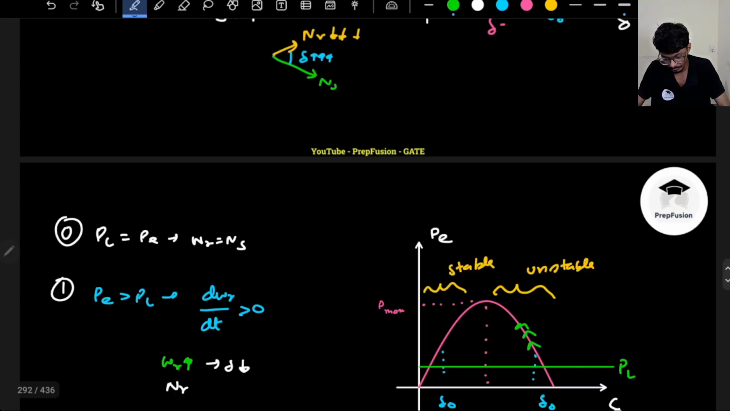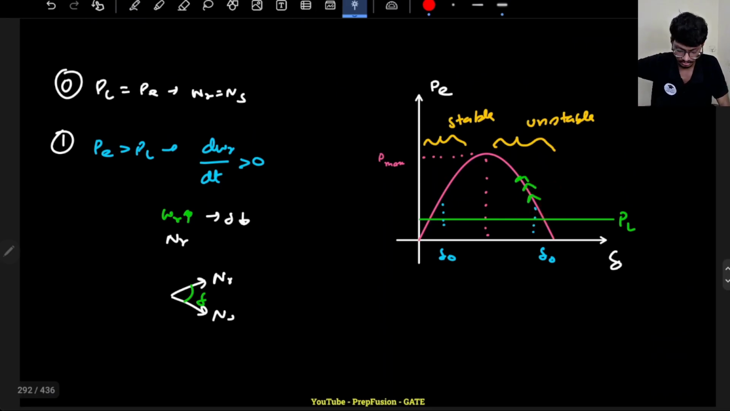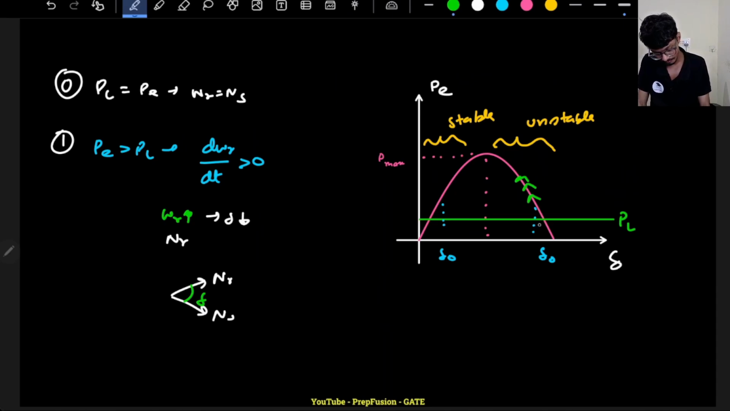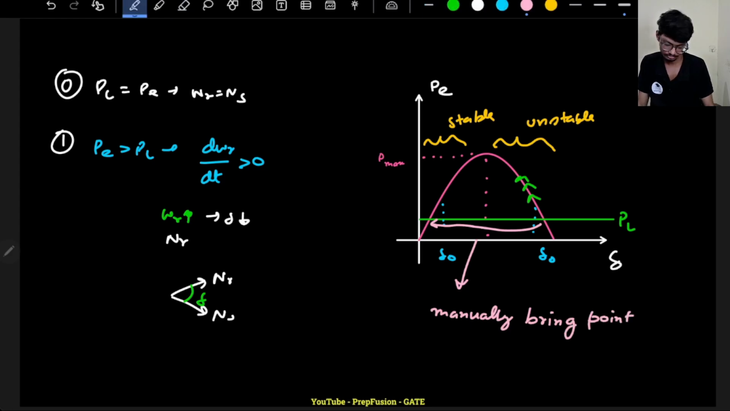What do I mean by load? So if I am operating here, how will I basically bring it to this point? Because this is the stable point, I have to manually bring it back. So who will bring it? Manually means the load. For a motor, it is the mechanical load. Not by hand, there will be some other means, but I have to bring it back.